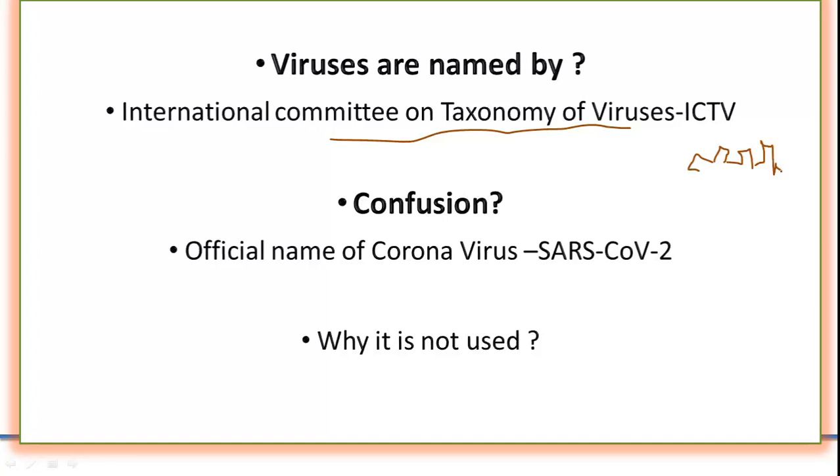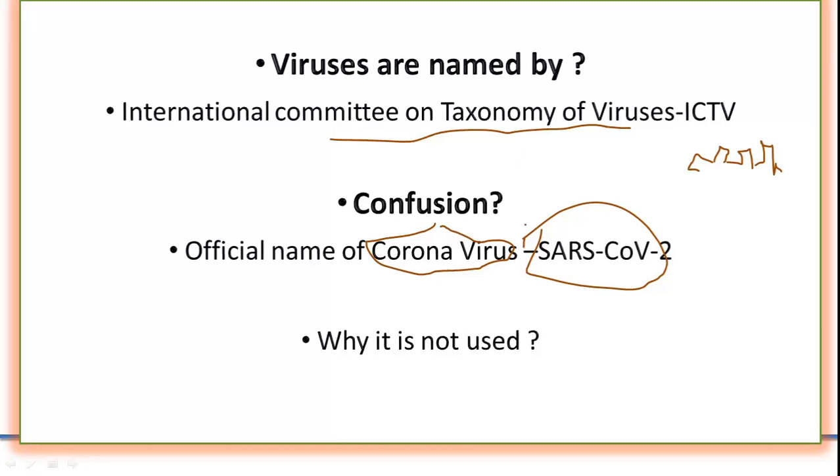Now the next confusion is, what is the official name of coronavirus? Remember, many newspapers and media were speaking about coronavirus. But what is the actual name of coronavirus? The actual name of coronavirus is SARS-CoV-2. Okay, so this is very important. SARS-CoV-2. This is actually the official name of the coronavirus, and this is a sure shot question for your competitive exam. Okay, so please do remember the official name of coronavirus. It is SARS-CoV-2. But why is it not being used?